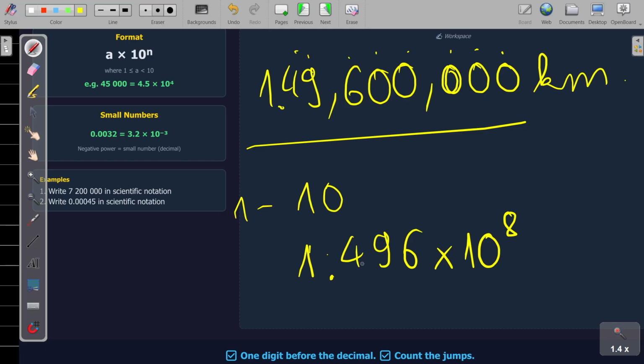So positive power for big, negative power for small. We started with a massive number, so our power is positive 8. That's an example. Similarly, you can do this for this as well. This is a very big number, so we write 7.2, and then we count the jumps. 1, 2, 3, 4, 5, 6. So multiply by 10 to the power of 6, just like that. That's for big numbers.